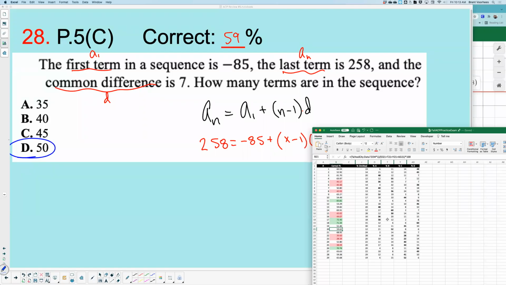Let's go look at number 20. 20 looks like at 60% when you round.